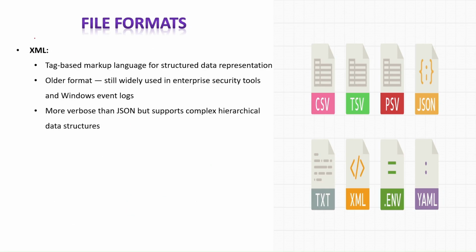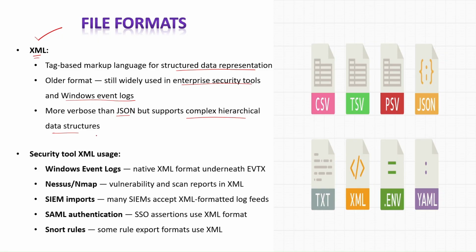Some other file formats, first one is XML. It is a tag-based markup language for structured data representation. It is an older format but still widely used in enterprise security tools and Windows event logs. It is more verbose than JSON but supports complex hierarchical data structures. So, security tools that use XML.